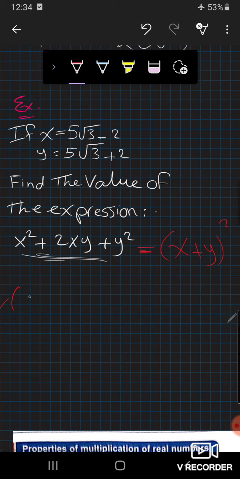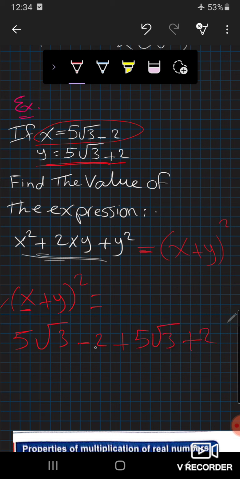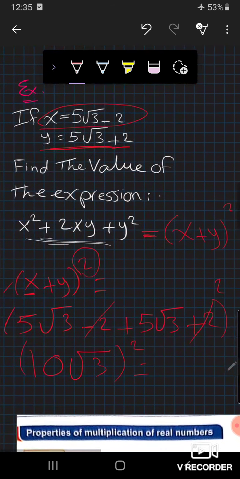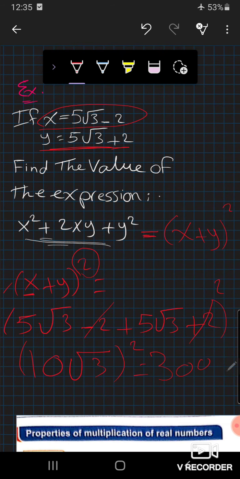So here you have (x plus y) all to the power 2. Which one is x? Exactly. This one, just substitution: 5 square root 3 minus 2. What about y? Plus. This one is y: 5 square root 3 plus 2. Here, if you have negative and positive, they remove each other. 5 plus 5, 10 square root 3. Remember, this one is to the power 2. So 10 square root 3 to the power 2 equals 300 with the calculator.